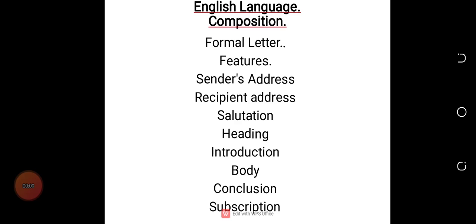I'm going to take you through formal letter, and we will also go through the features of formal letter, something we already know. We just want to be abreast with it so that we can write our letter without any difficulty.